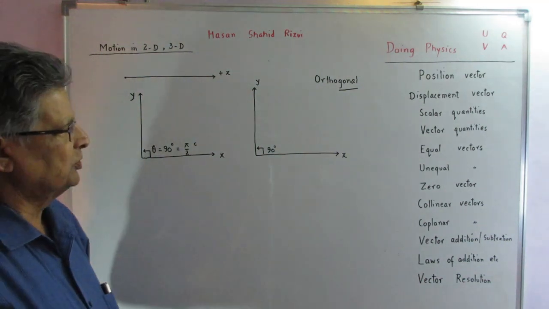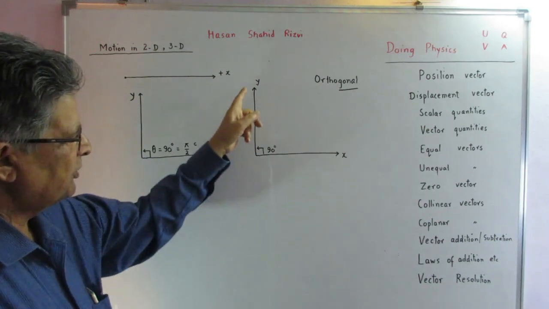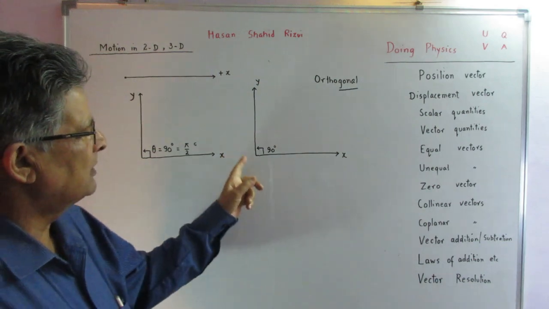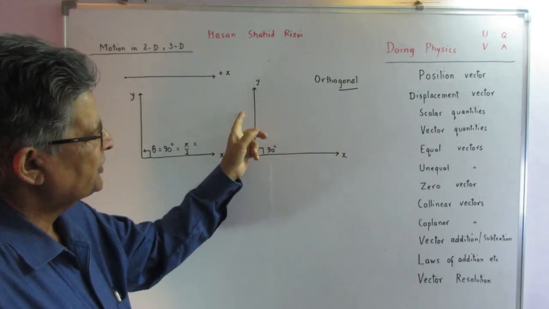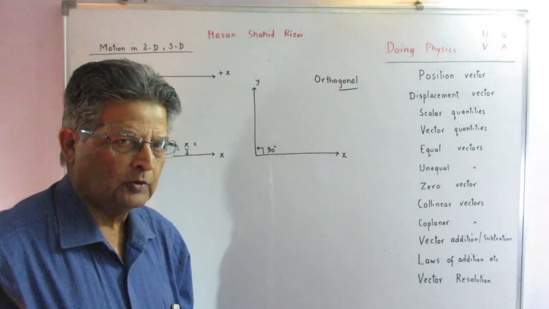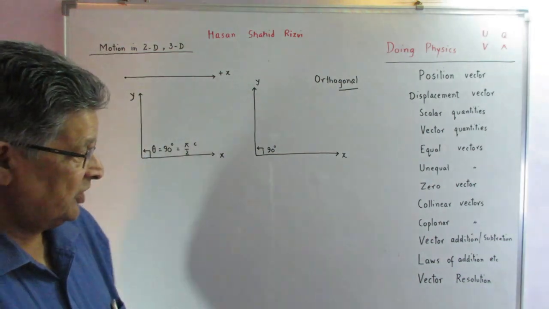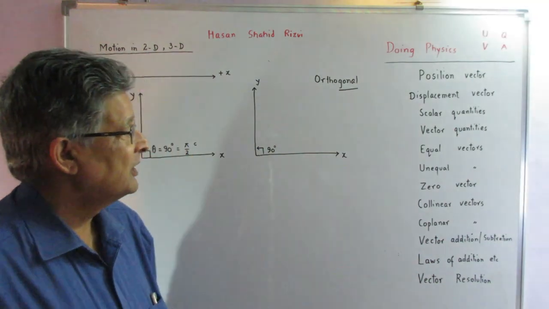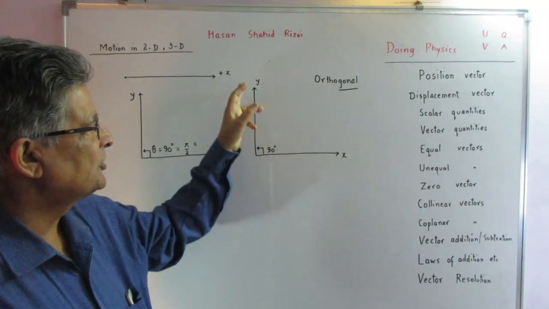But now I want you to take a piece of paper and draw this 2D system, where this is the x-axis and this is the y-axis. Now I'd like you to draw a line which is perpendicular to both this line x and also the line y.